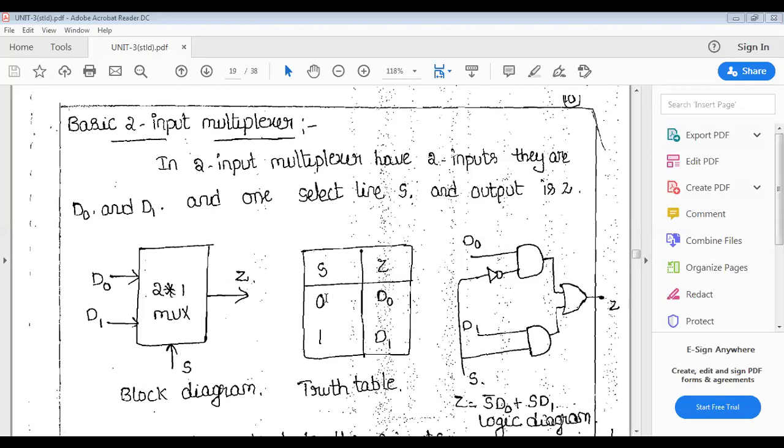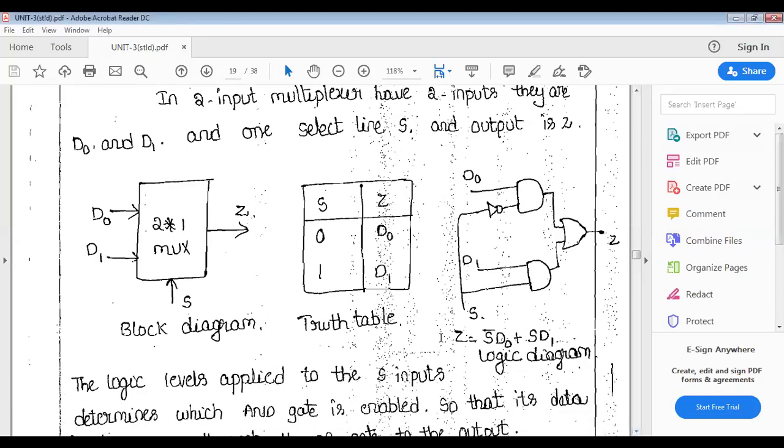When I select S equal to 0, whatever data D0 has will appear at the output Z. And when I select S equal to 1, whatever data is in the input D1 will appear at the output Z. Using this truth table, the Boolean expression for Z is S bar D0 plus S D1, where S equal to 0 selects D0 and S equal to 1 selects D1.